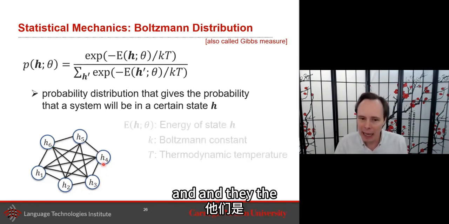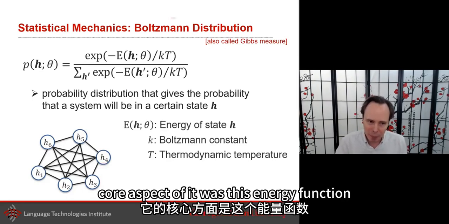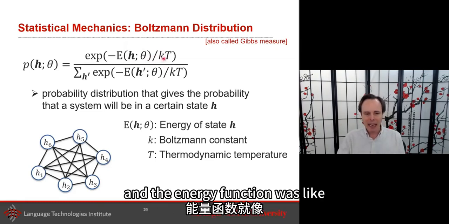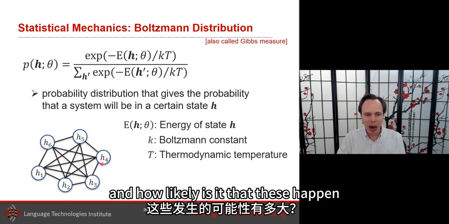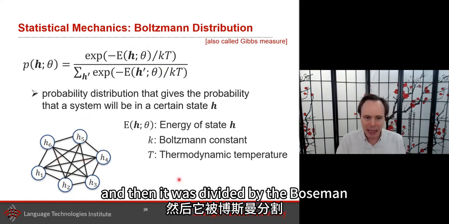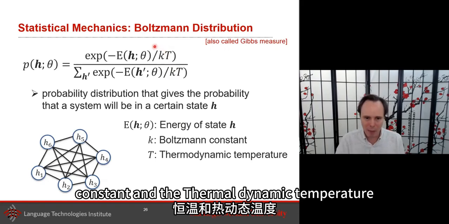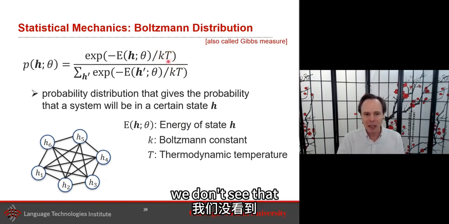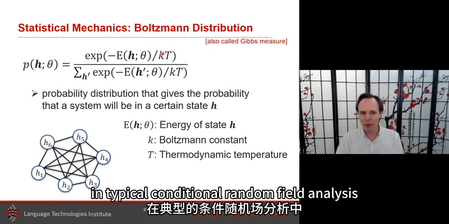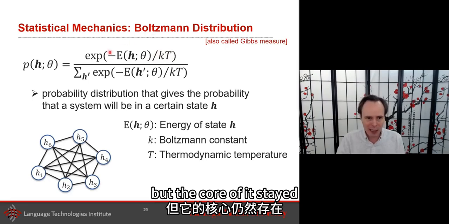And the core aspect of it was this energy function. The energy function was like, hey, I have these different states, and how likely is it that these happen? And then it was divided by the Boltzmann constant and the thermodynamic temperature. Now these days, these have been removed. We don't see that in typical conditional random fields and all this. But the core of it stayed.